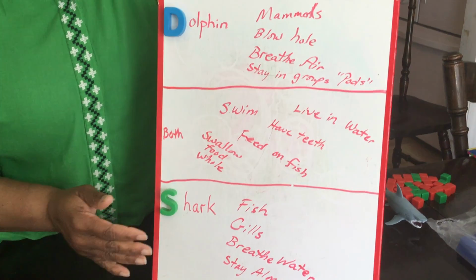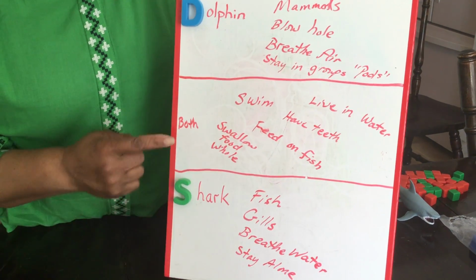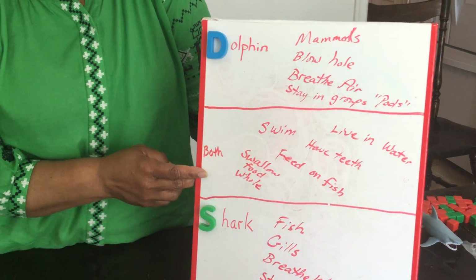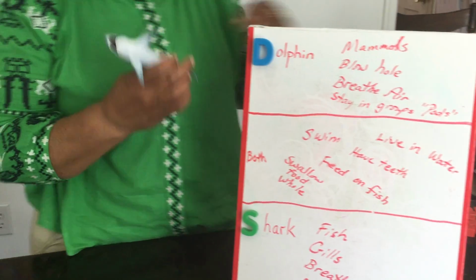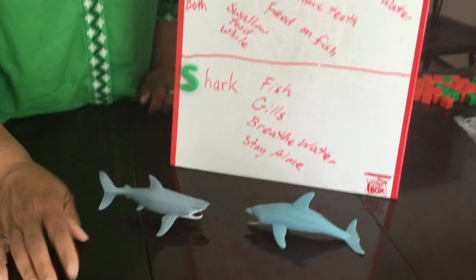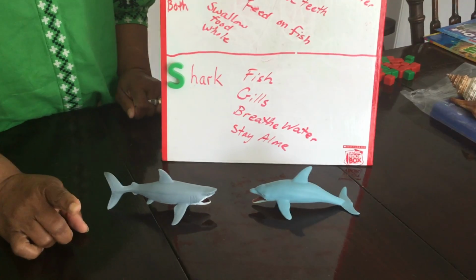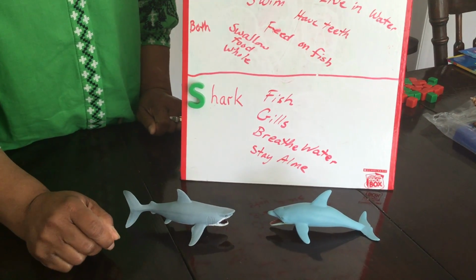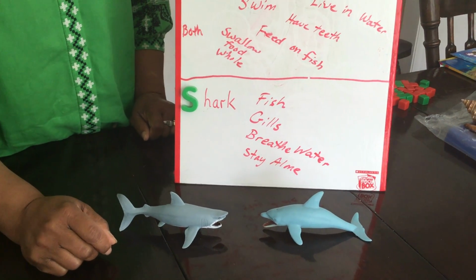So what we learned today about dolphins and sharks is that they are different, but they also have things that they're alike because they're both ocean animals. So next time you're out in the water and you see that dorsal fin, make sure you're very careful because you won't know if it's a dolphin or a shark until it gets too close.